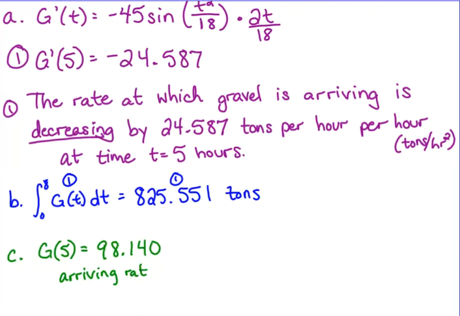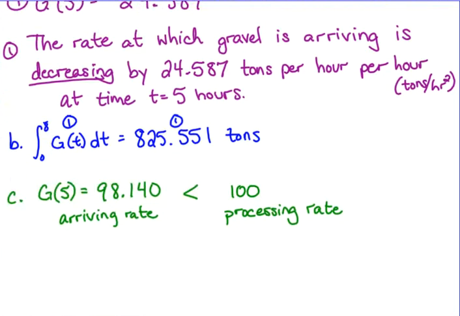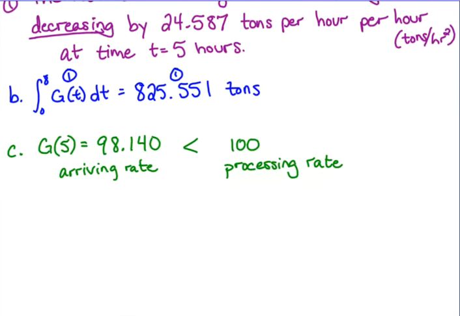Arriving rate. It's being processed at 100 tons per hour. So its arriving rate is less than its processing rate. So therefore, the amount of unprocessed gravel is decreasing because we're not bringing in as much as we are processing, okay? So you do need to write that in words.